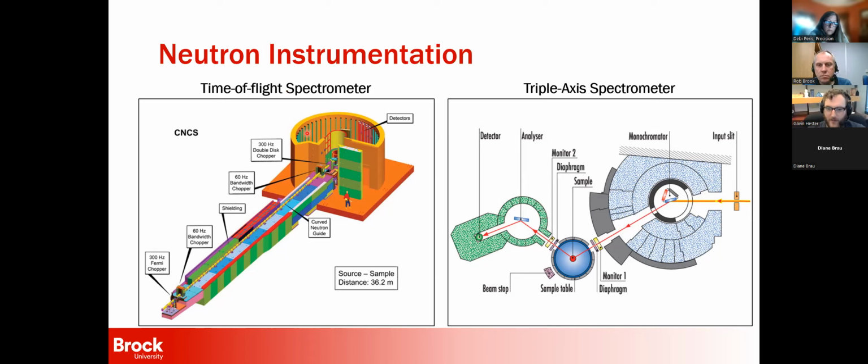We know the neutron's energy by measuring the time it takes for this process to happen. And so we can then get momentum and energy resolution for the neutron to then back out the physics happening within the system we scattered off of.